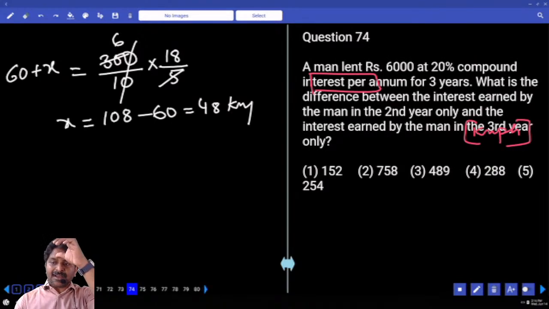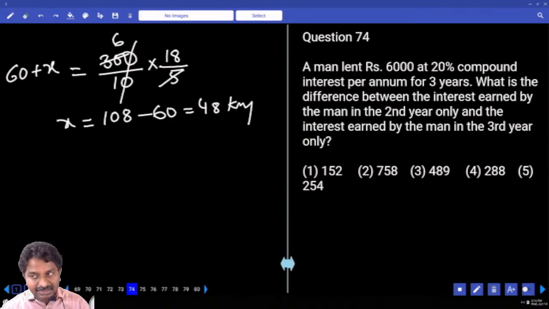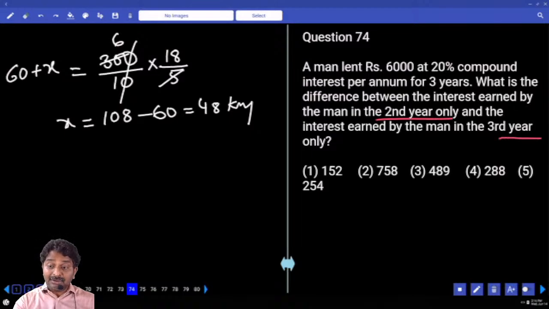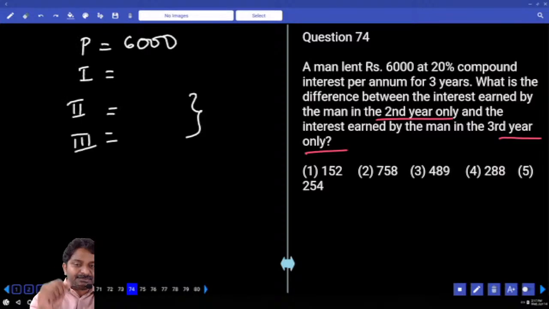A man lent 6,000 at 20% compound interest per annum for 3 years. What is the difference between the interest earned by the man in the second year only and the interest earned by the man in the third year only? That means we need to know what his second year interest and third year interest are. Right. How much is principal? Right. Compound interest for first year. Between these two, second year interest and third year interest.